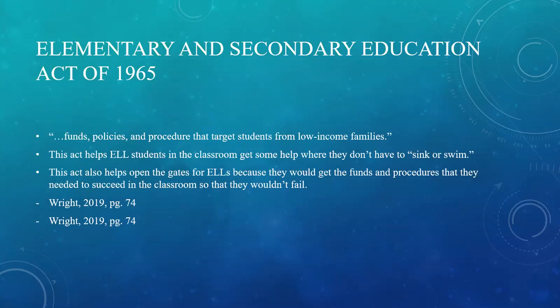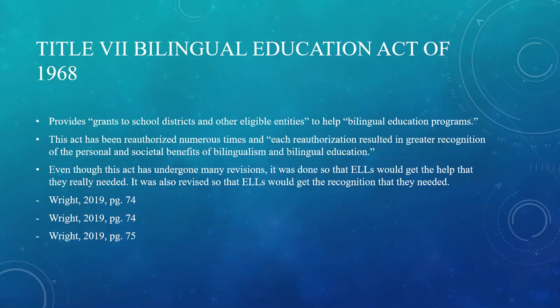The next is the Elementary and Secondary Education Act of 1965, which funds policies and procedures that target students from low-income families. This act helps ELL students in the classroom get some help where they don't have to sink or swim. This act also helps open the gates for ELLs because they would get the funds and procedures that they needed to succeed in the classroom so they wouldn't fail. If the schools didn't get the funds and the procedures that they needed, these students would sink or swim, and they would be suffering because they wouldn't be learning English to help them survive in the classroom.